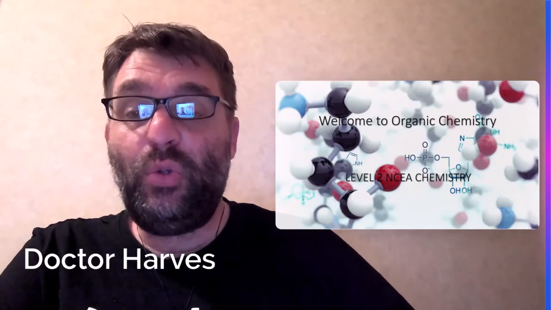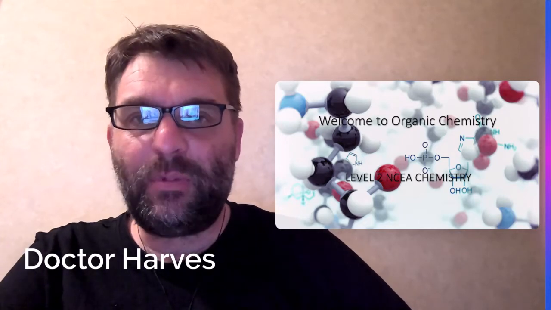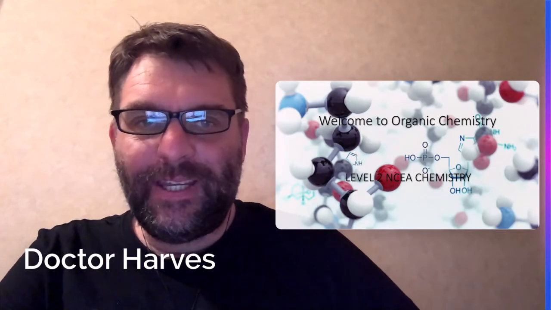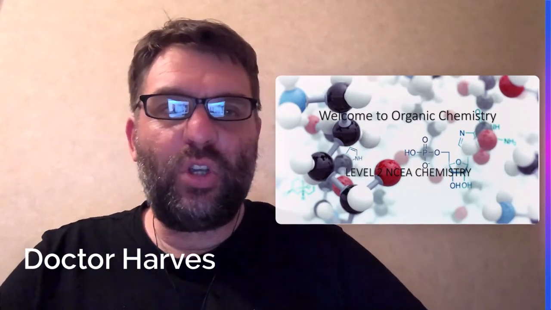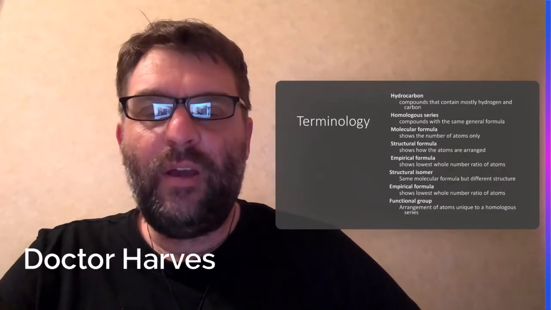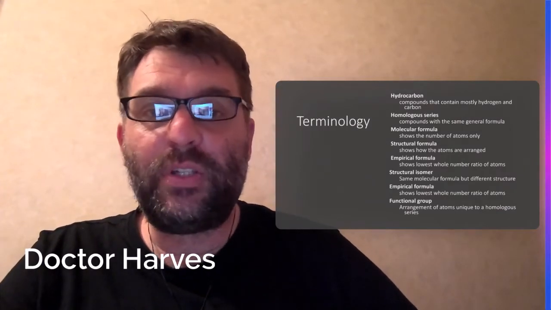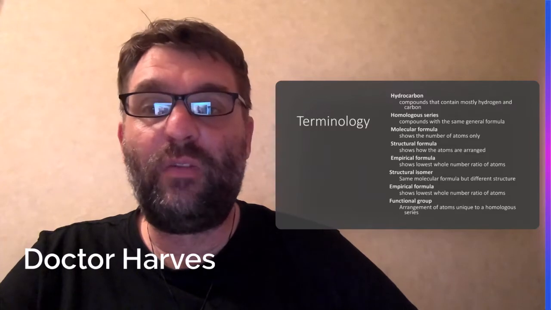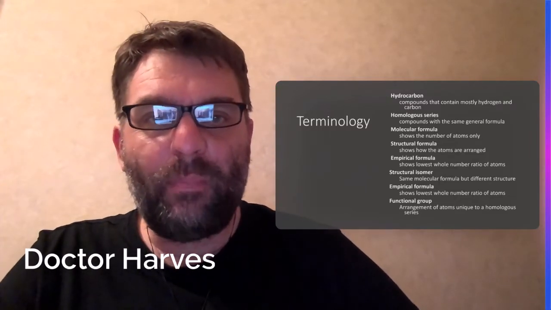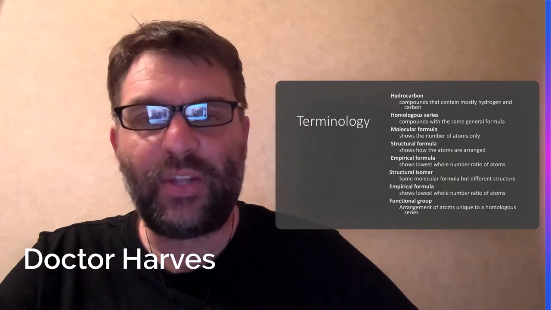So welcome to our new topic in Level 2 NCEA Chemistry, Organic Chemistry. So let's begin. In terms of organic chemistry, there are a number of terms that you have to know. For example, hydrocarbons, which are essentially compounds made only of hydrogen and carbon. The idea of a homologous series, which are compounds which have the same general formula, which we'll look at soon.